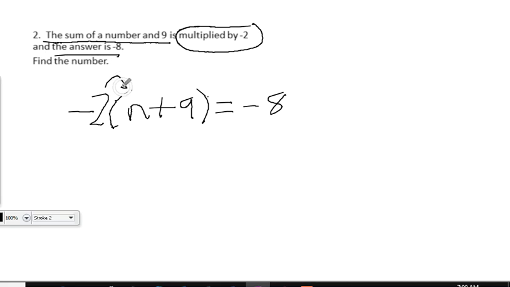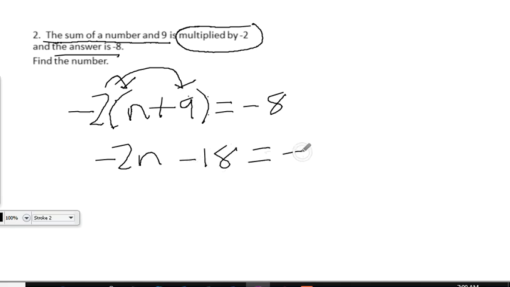We have to distribute the -2. So that would be -2 times n, -2 times 9 is -18, equal to -8. And then from there we're solving for the n. So you would first get rid of the subtract 18 by doing an addition of 18 on both sides.